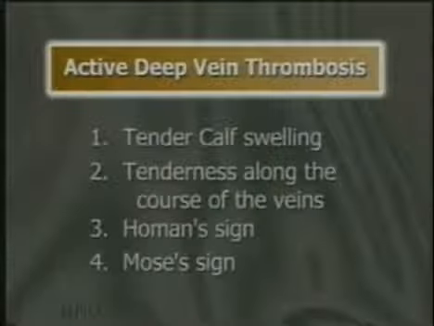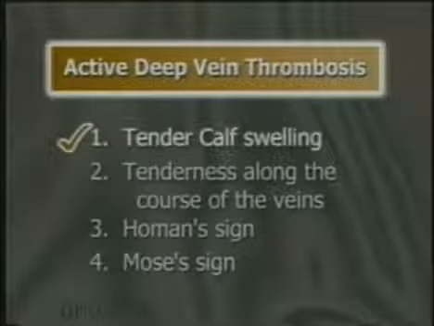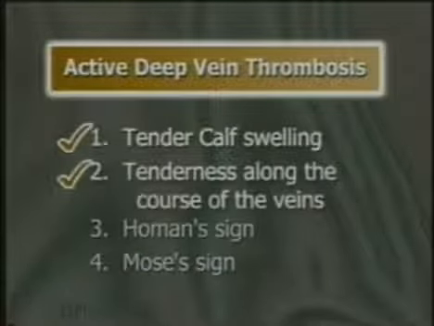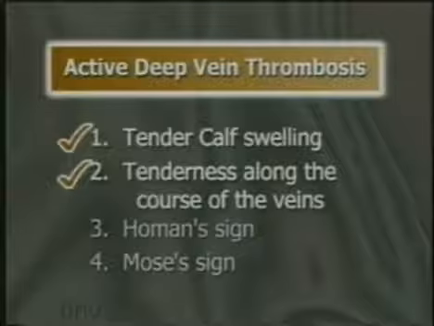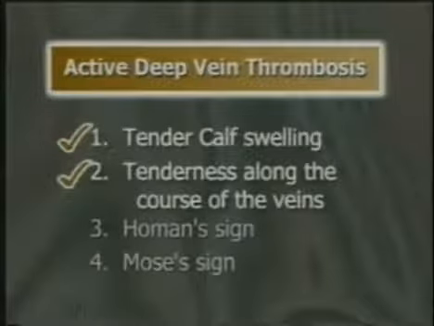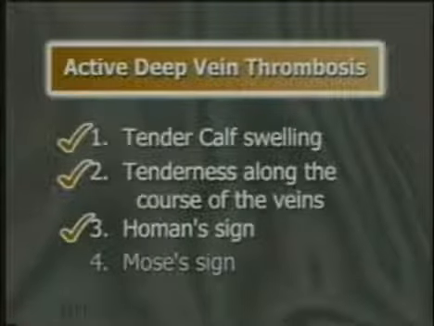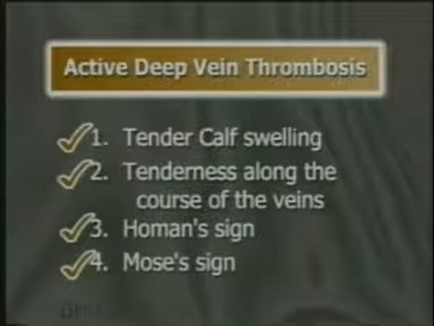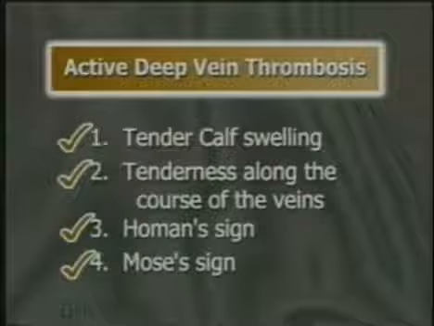Now we will look for active deep vein thrombosis. For this, look for tender swelling of the calf. Palpate for tenderness along the course of the femoral vein, popliteal vein, and over the calf muscles for the posterior tibial veins. And lastly, look for the Homans' sign and the Moses sign.